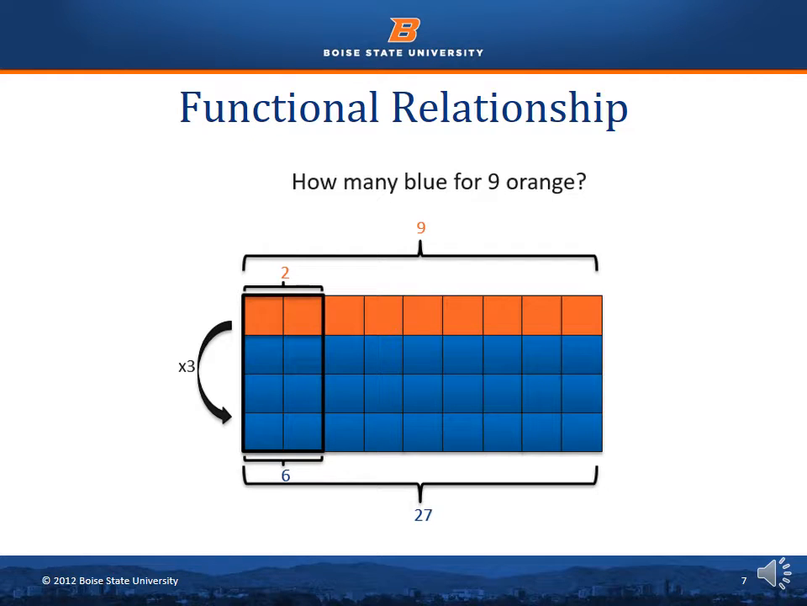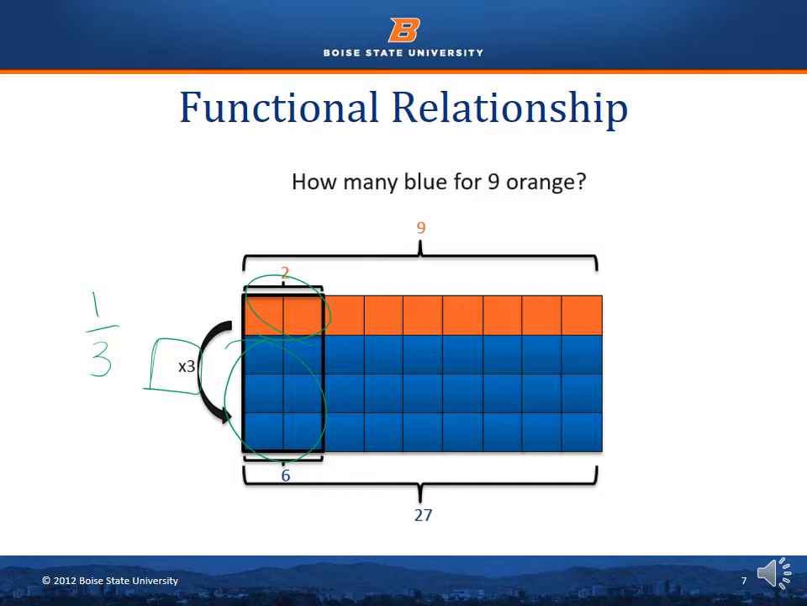Although this graphic looks very similar, its purpose is to look at a different relationship between the values. Instead of scaling by thinking about how many groups of 2 it takes to equal 9, we instead focus on the multiplicative relationship between the 2 orange squares and the 6 blue squares. There are 3 times as many blue squares as there are orange squares in each set. Or conversely, we can think of the orange squares as representing 1/3 of the blue squares.